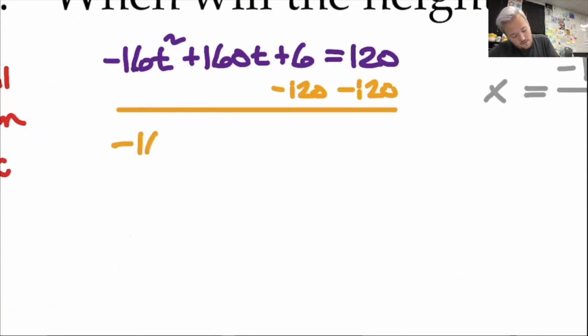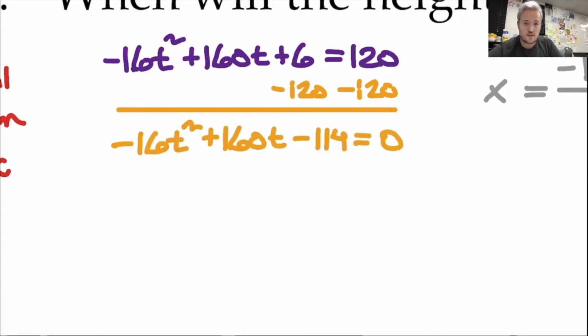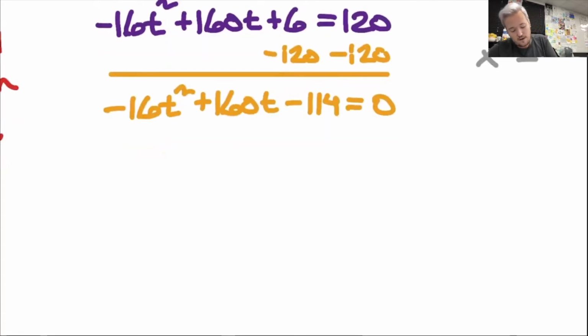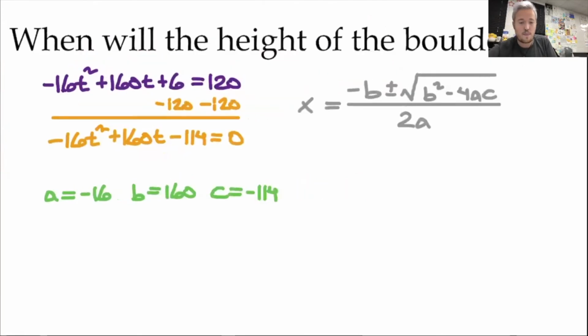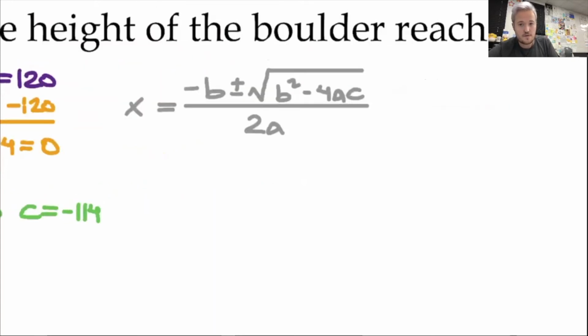So we're going to have negative 16t squared plus 160t minus, let's see if I can do math, negative 114. That's what we're going to have for our position now. So looking at our new values, our A value is the same at negative 16. Our B value is the same for our velocity. And then our C value is what changed, which is now our new position. All right, so now I'm going to go ahead and write in the values.